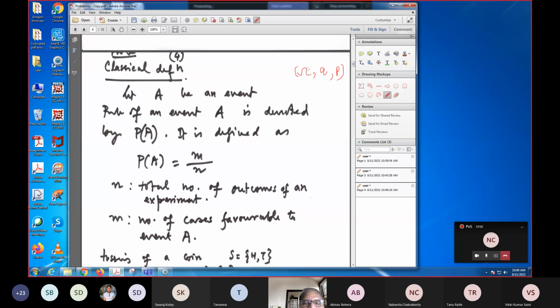Omega is basically the universe, the set of all possible outcomes. This A is a sigma field, and P is the probability measure, which is defined on this. So how is it defined?